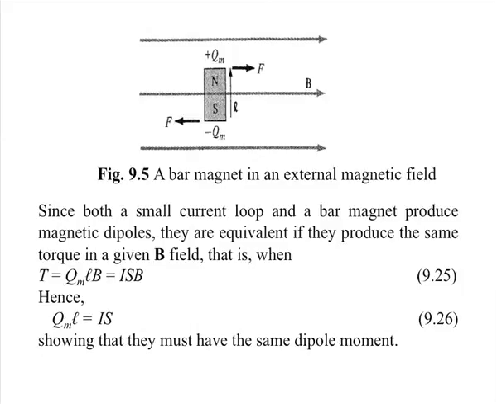Since both a small current loop and a bar magnet produce magnetic dipoles, they are equivalent if they produce the same torque in a given magnetic field, that is, when T = Qm l B = I S B. Hence we can say Qm l = I S, implying that both have the same dipole moment.